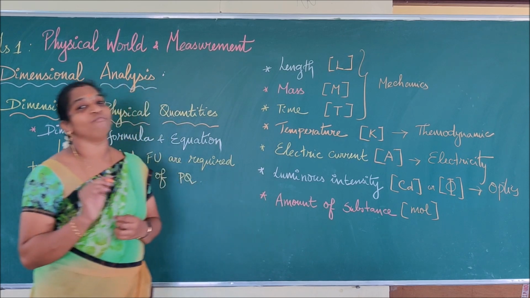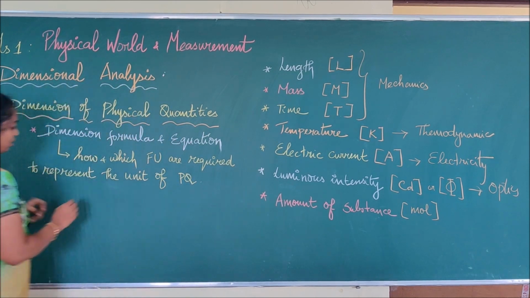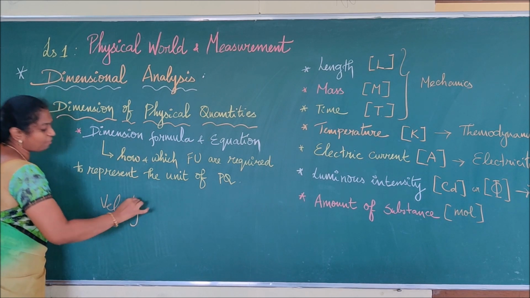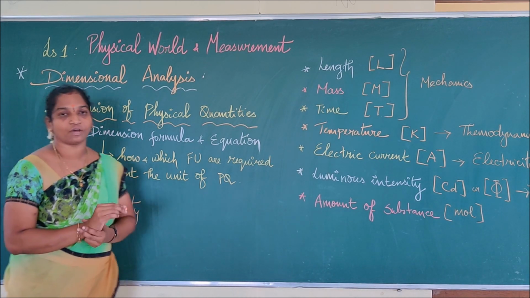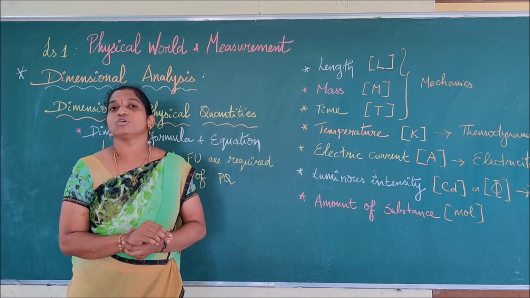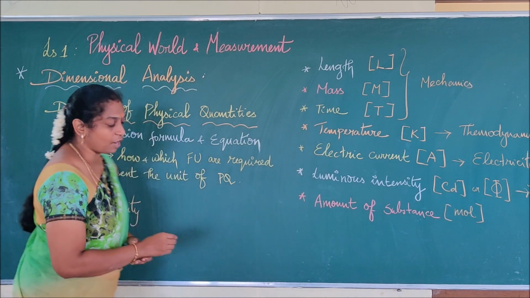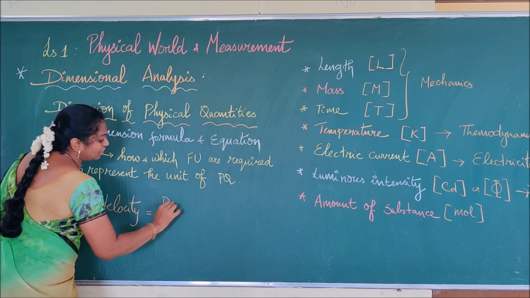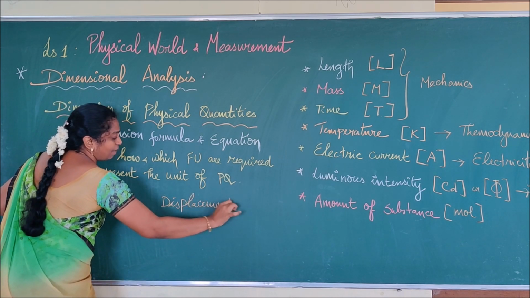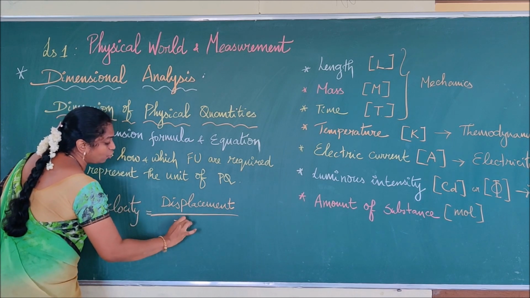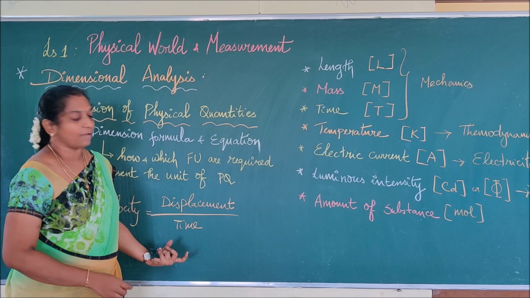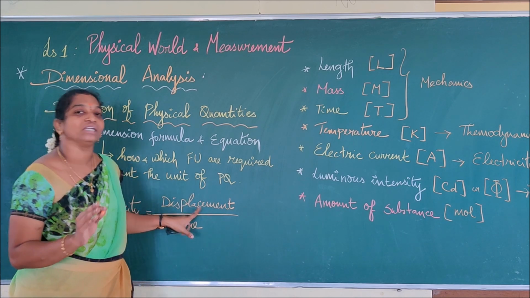So we will take the term velocity, right? I'll write it here. What is velocity? You know the formula for velocity. Velocity is equal to displacement by time taken. That is the formula. You have to know all the terms, physical quantities and their respective formulas, right? So displacement represents what? It's a length.